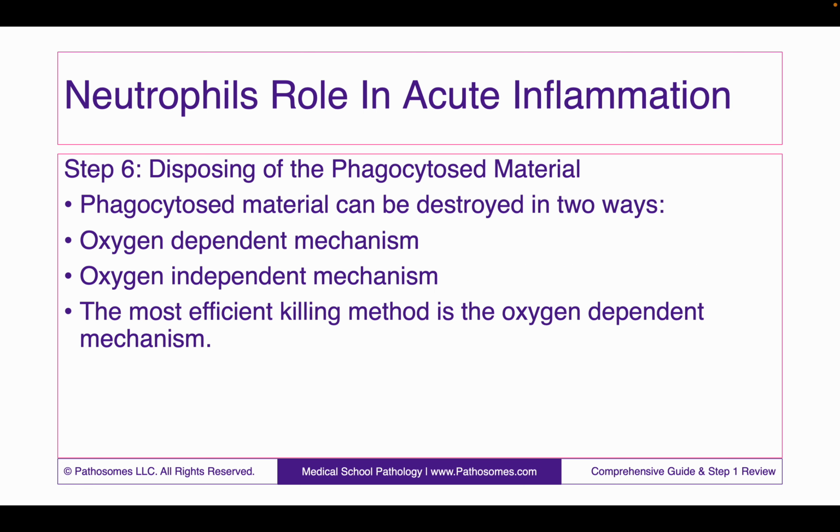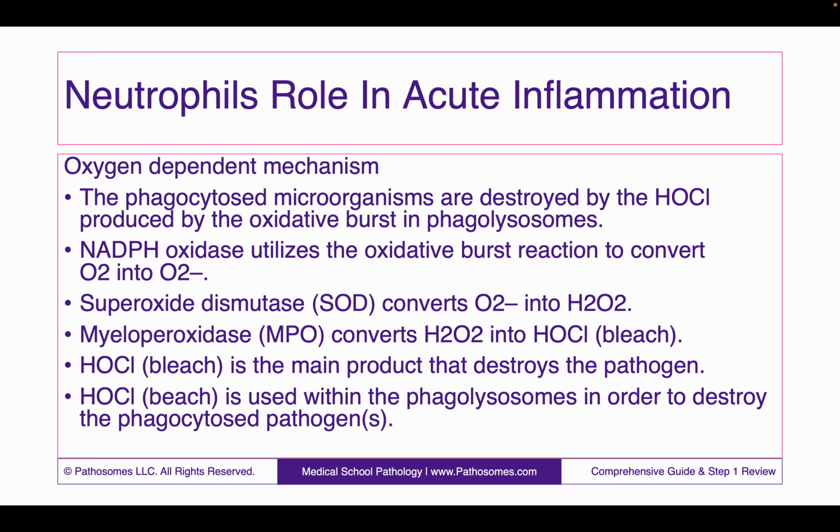In step 6, we want to dispose of that phagocytosed material, okay? So the phagocytosed material can be destroyed in 2 ways, either an oxygen-dependent mechanism or an oxygen-independent mechanism. The most efficient killing method is the oxygen-dependent mechanism. Regarding the oxygen-dependent mechanism, the phagocytosed microorganisms are destroyed by the HOCl produced by the oxidative burst in phagolysosomes.